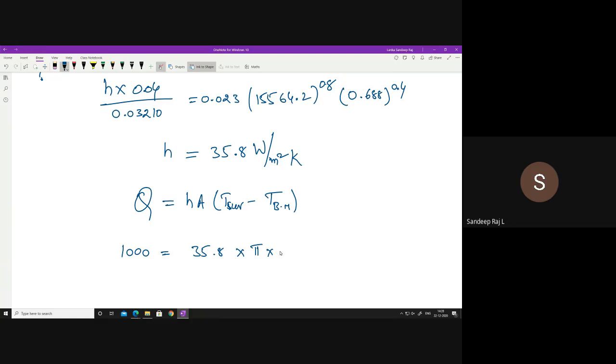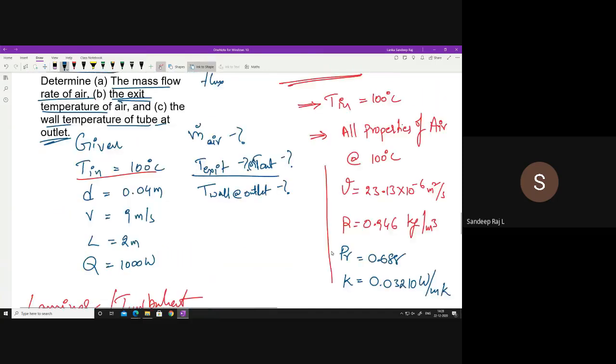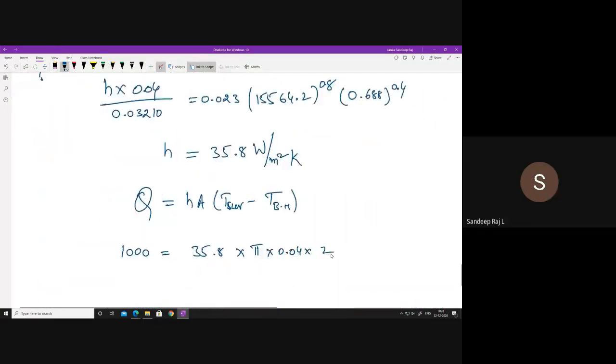D value is given as 0.04. The L value is given as 2 meters. So this is your pi D L, and then you have T of the wall. Surrounding means the surface, means the wall. What is the wall temperature given in the question? It's not given in the question.